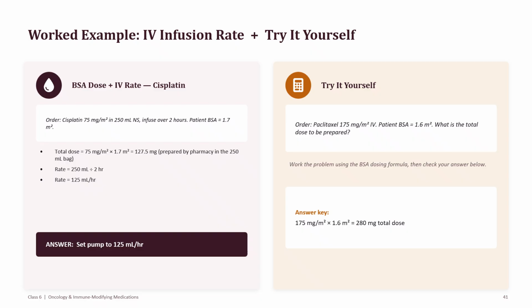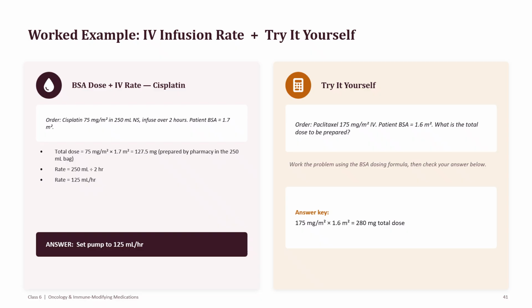So let's combine both skills because in real practice, that's exactly how it's going to work. You're rarely going to get handed a nice pre-calculated total dose without doing some of the work yourself. So cisplatin is ordered at 75 milligrams per square meter in a 250 milliliter bag to run over 2 hours for a patient with a BSA of 1.7 square meters.